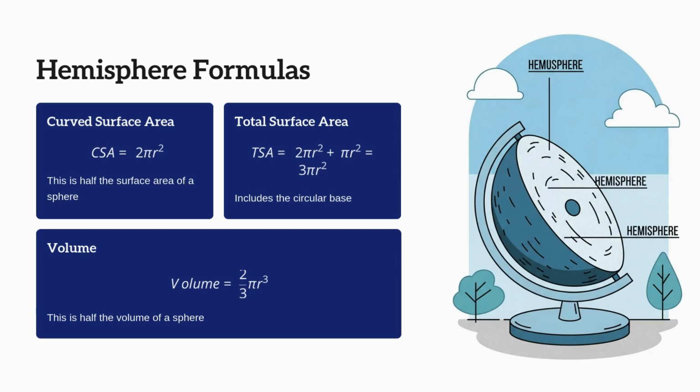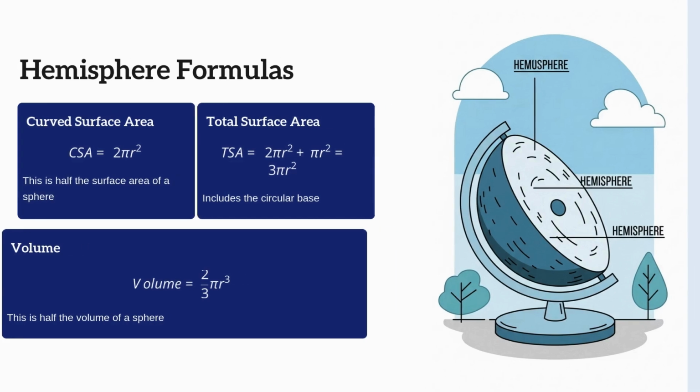Final formulas. Curved surface area equals 2 pi r squared. Total surface area equals 3 pi r squared. Volume equals 2 over 3 pi r cubed.